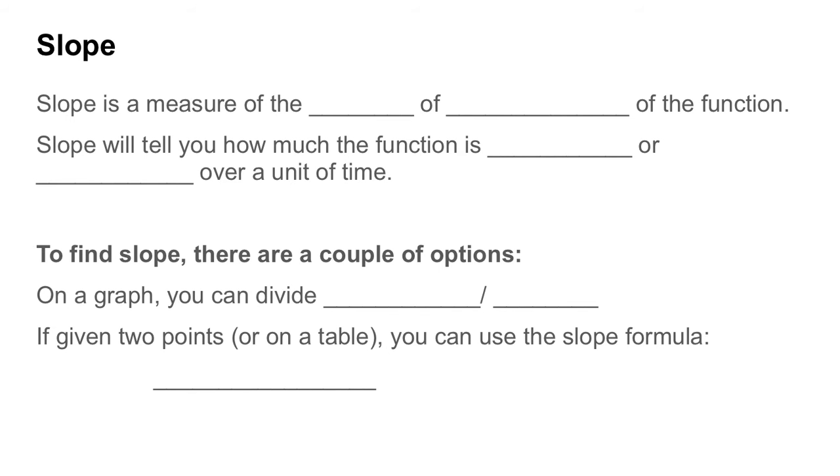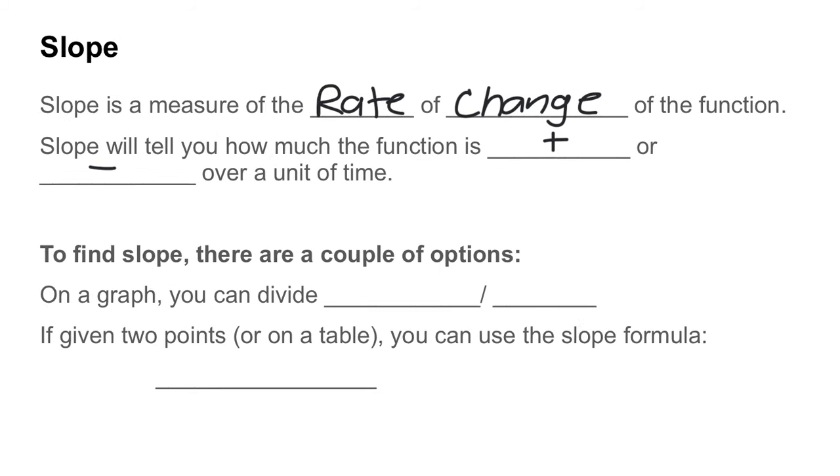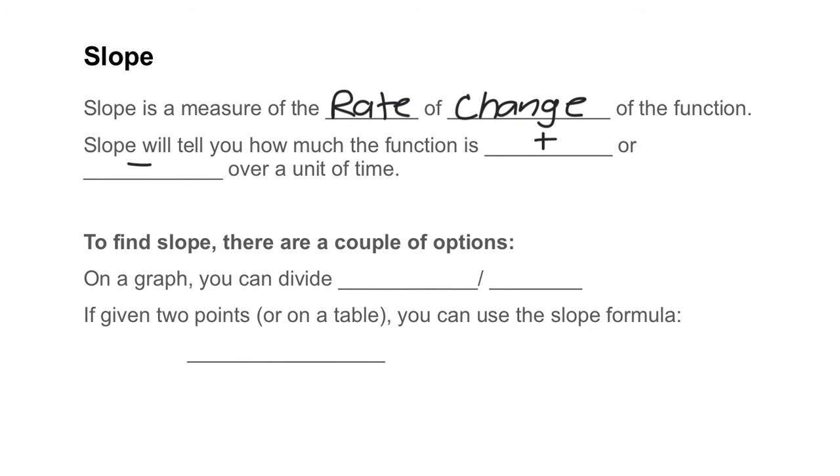Y equals. So slope, we remember, is a measure of the rate of change of the function. Now change means it's not staying the same, it's changing, right? So change can be in the form of increasing or decreasing. So slope will tell you how much the function is increasing or decreasing over a particular unit of time. Now there are a couple of ways we find slope. The most common way, the one that most people remember the easiest, is to divide the rise of the function by its run. And we'll look at that on a graph. Now sometimes you could also be falling, but we call it rise over run. If you're falling, it ends up being negative.